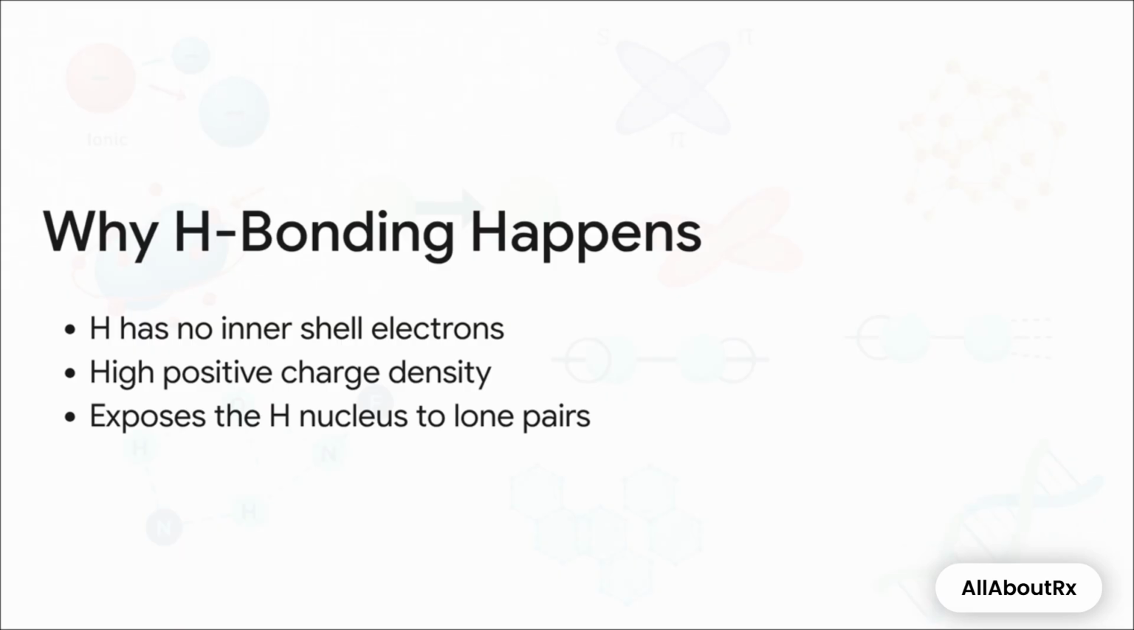When it bonds to a highly electronegative atom, its bonding pair of electrons gets pulled way away from the hydrogen itself. This leaves the hydrogen with a super high positive charge density, which basically exposes its bare nucleus to the lone electron pairs on nearby molecules. That exposed nucleus creates a massive impact.